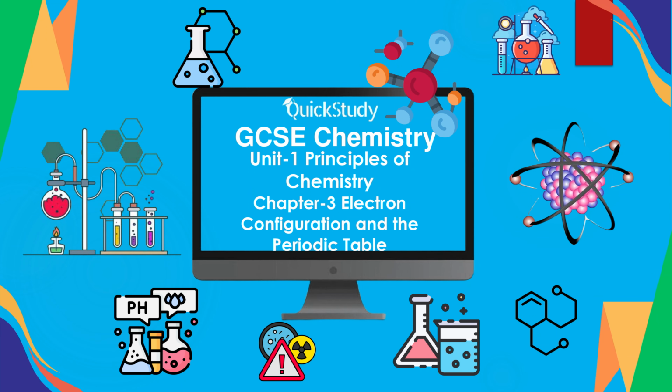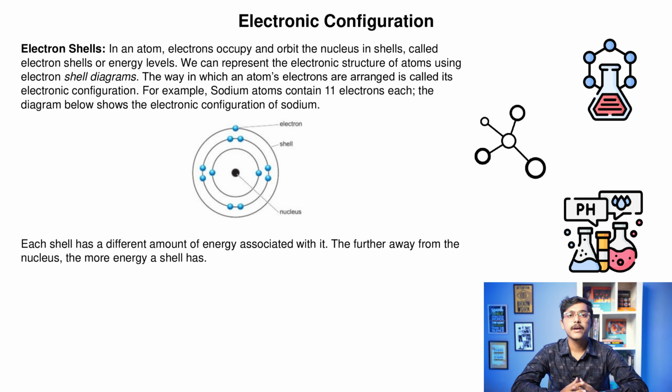In this video, we will cover the topic of electron configuration and the periodic table. So let us begin. In atoms, electrons occupy and orbit the nucleus in shells called electron shells or energy levels. We can represent the electronic structure of atoms using energy shell diagrams. The way in which an atom's electrons are arranged is called the electronic configuration of the atom.